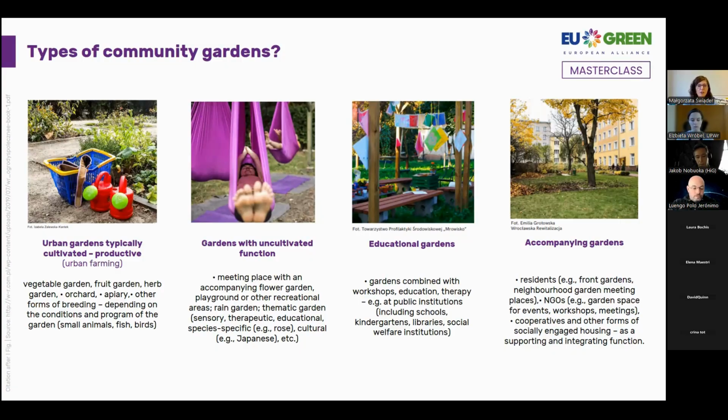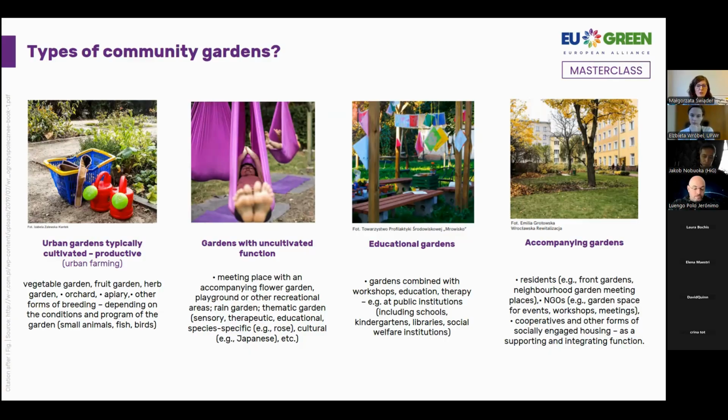Then we of course have gardens dedicated to education, especially realized close to schools. We have such an example where we have a high school connected with education in the field of cooking. So also for such reasons, these gardens could be used.